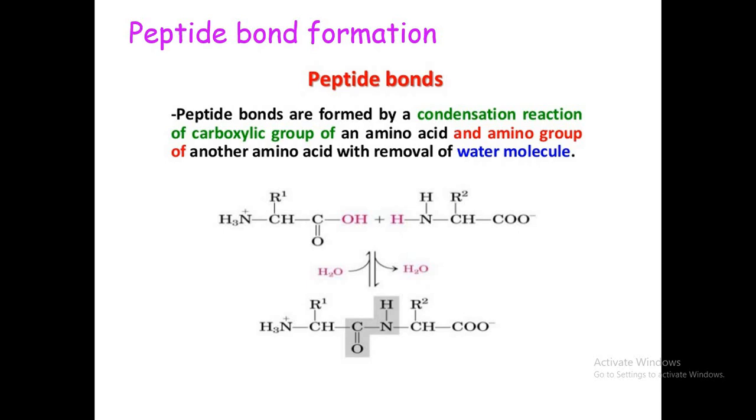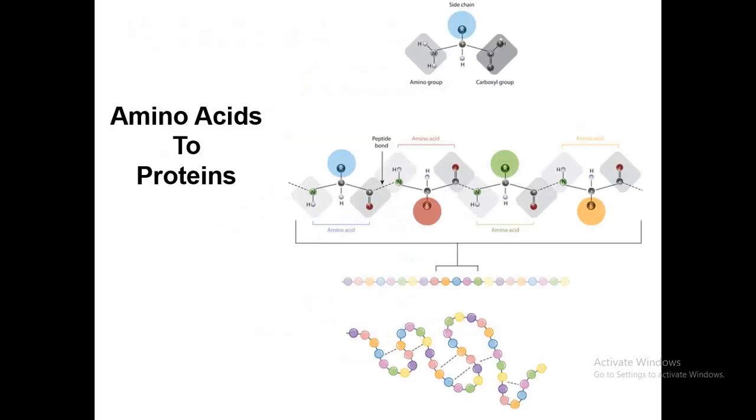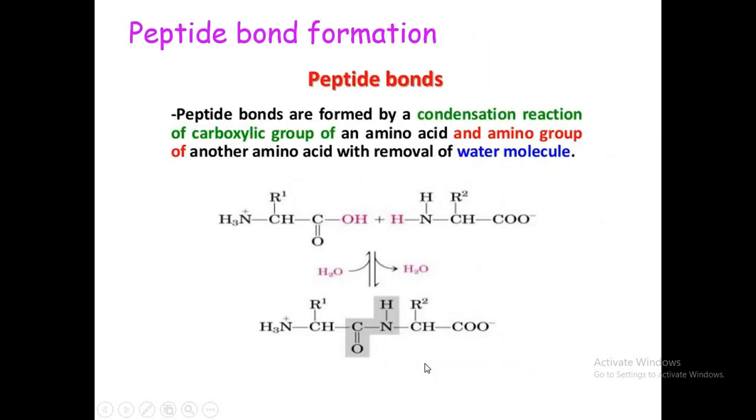So how does the polypeptide chain form, and how does protein form? This is the first step of protein formation. How does protein form from amino acids? Amino acids are simple monomers, and when these simple monomers join with each other via peptide bonds, they form a polymer that we call a protein. Actually, proteins are polymers of simple monomeric amino acids.